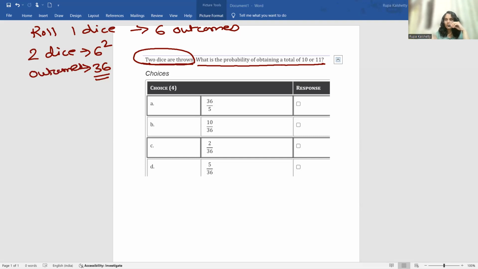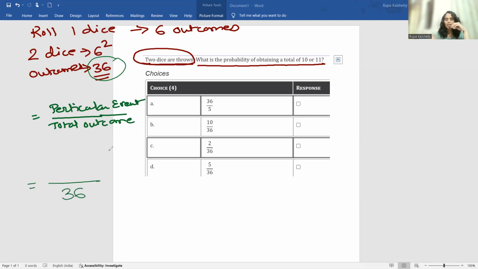So when you find the probability, what is the formula of probability? Let me write it down here: your denominator is always going to be the total outcomes, and the numerator is that particular event which you're looking for. So here the total outcome is 36, so your denominator is going to be 36. Let's see what comes in the numerator.